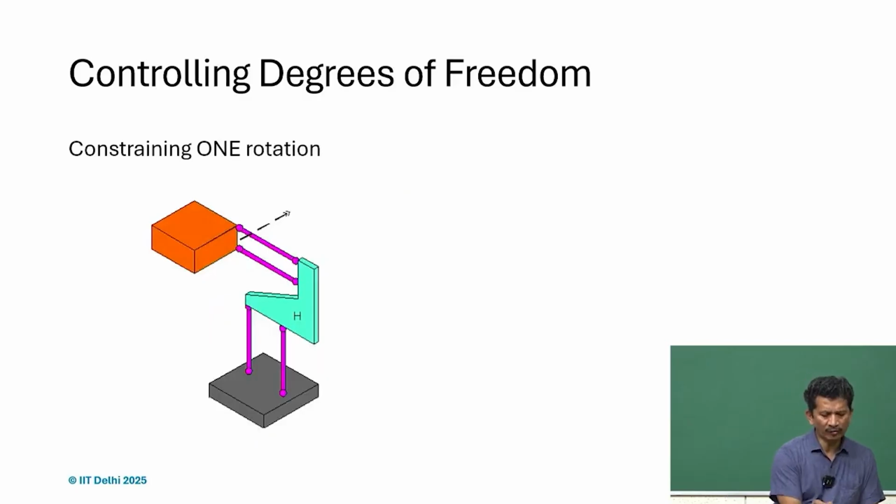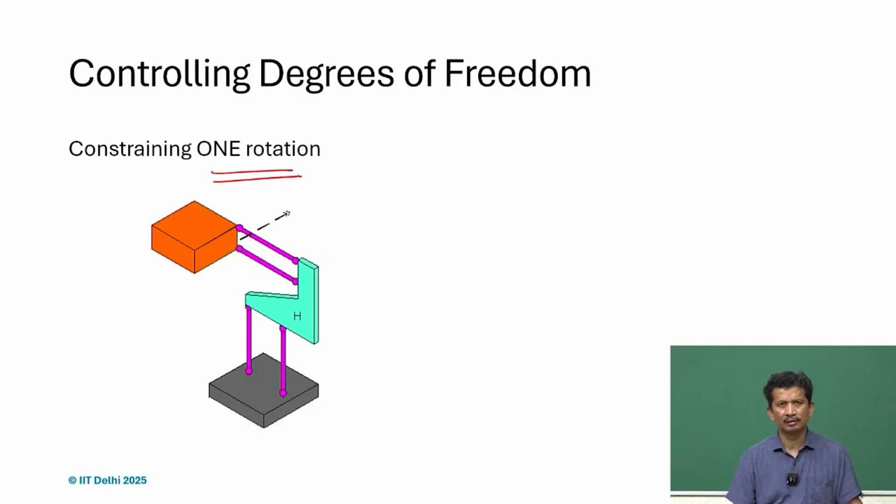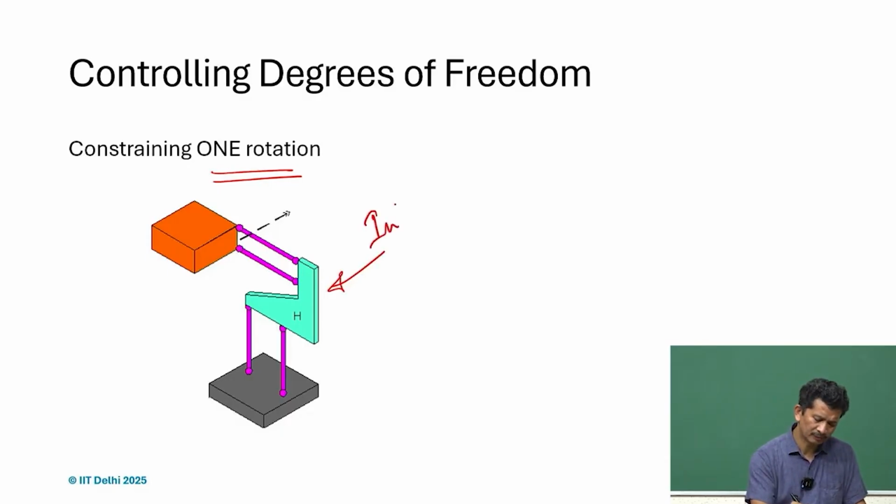Coming to one rotation, if we want to constrain just one rotation, how do we do that? Can we do it using just one element, or is there any building block? What we realize is that it's difficult, and we always have to go via some kind of intermediate body.